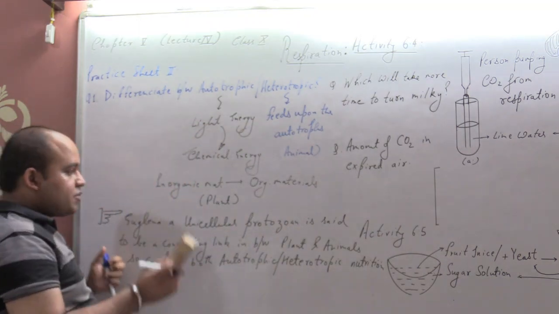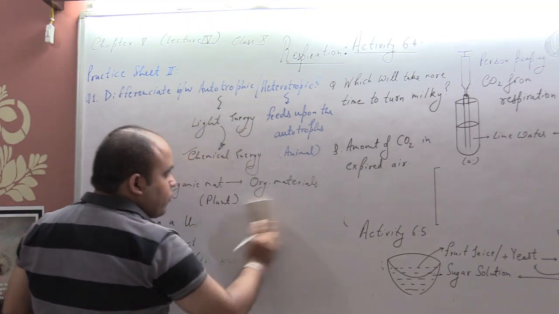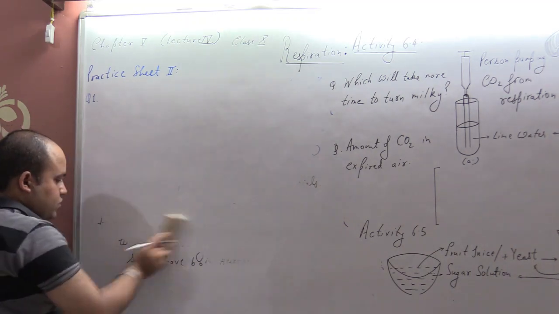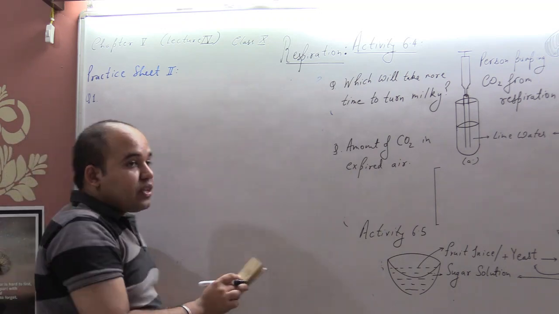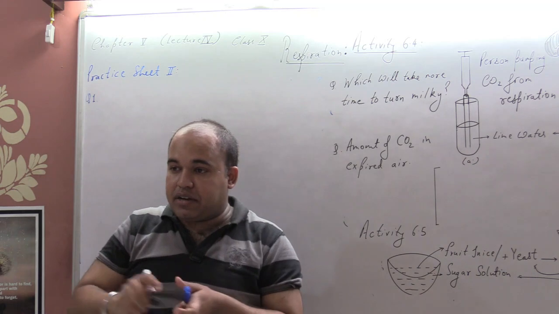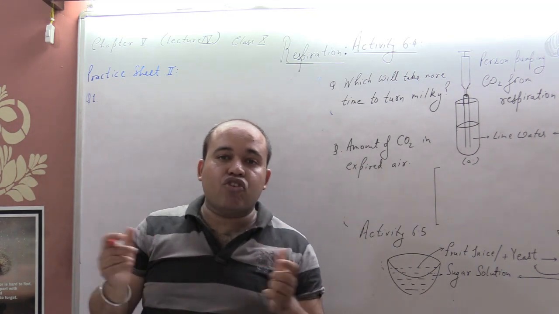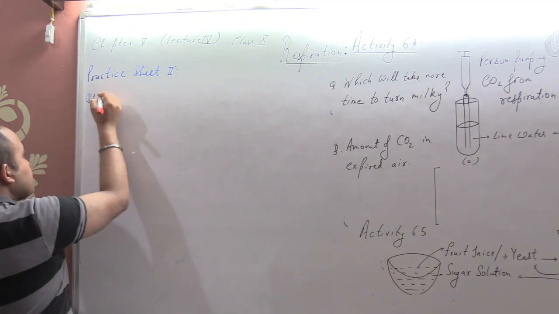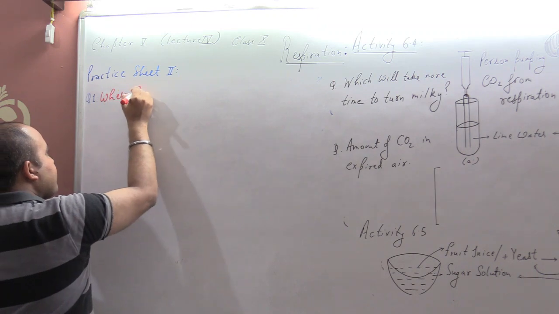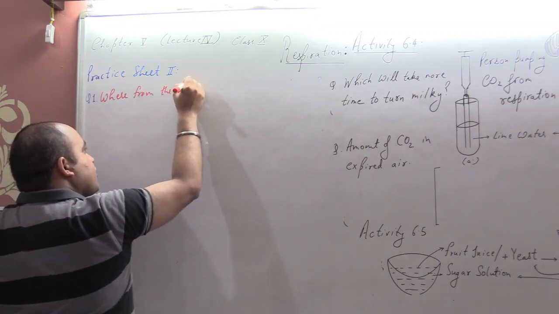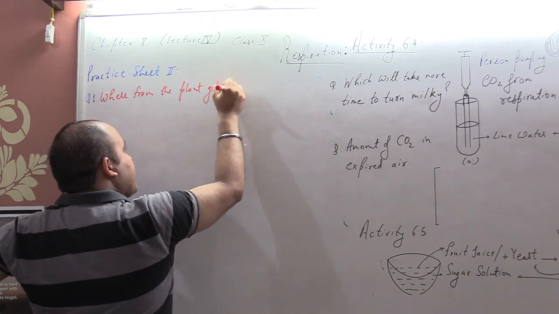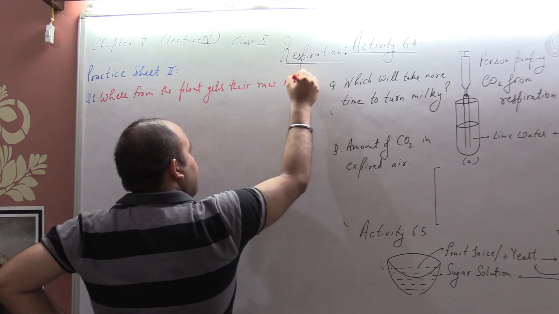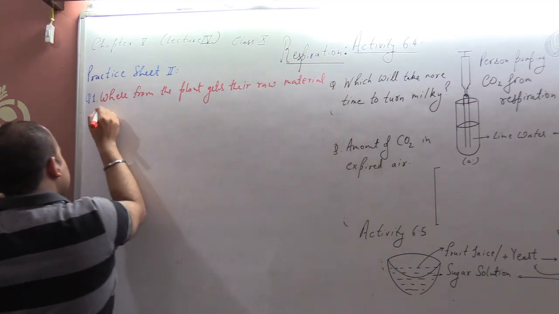The second question that is asked in NCERT is: how do plants get their raw material? Where from do plants get their raw material for photosynthesis?